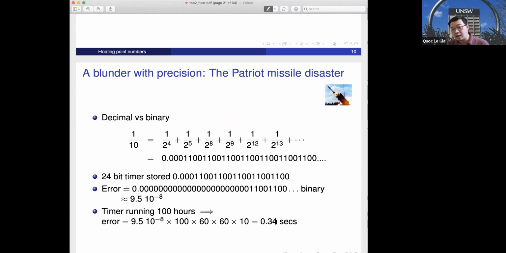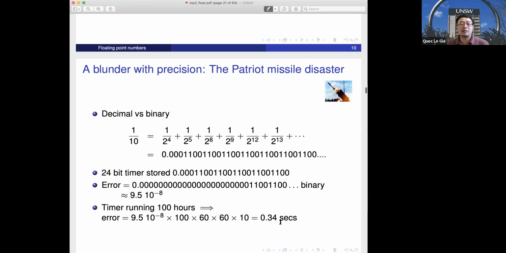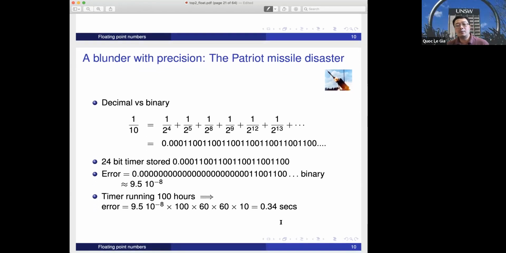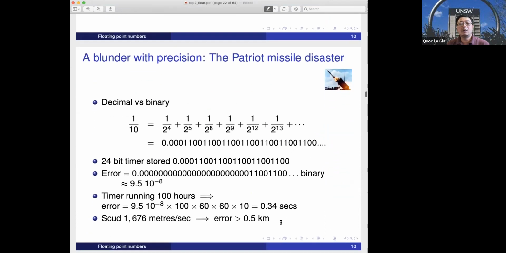You can say half a second is not big, but for a missile that travels at high speed, it could be a big distance. This was a missile in the Iraq War in 1990, and it can travel up to 1,600 meters per second. So the error is about 500 meters, and 500 meters in a military application could be a huge gap.